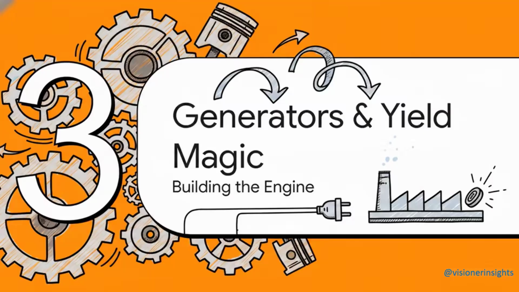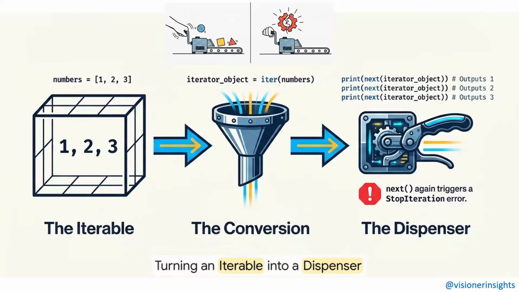Let's actually look at the code to make this happen, step by step. First up, we define our iterator object by wrapping a simple list, 1, 2, 3, right inside that iter function. Boom, we've just built the engine. Now, how do we crank it? Well, we use the next function. Look at it line by line. We call print next iterator object, and it outputs 1. We pull the lever again. It outputs 2. A third time, we get 3.